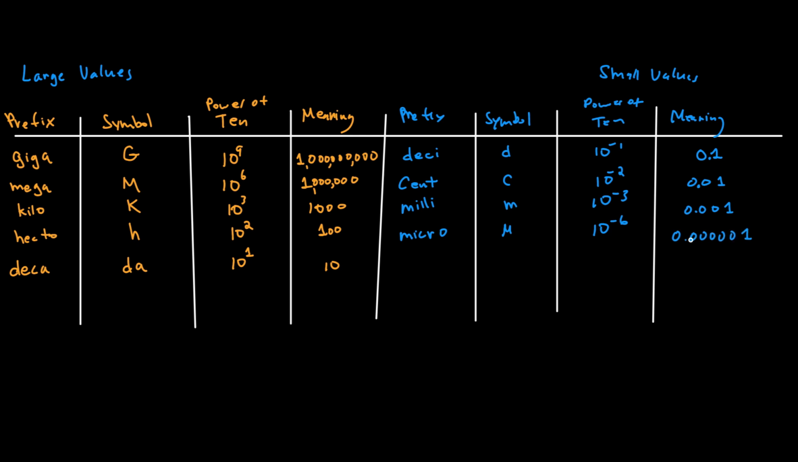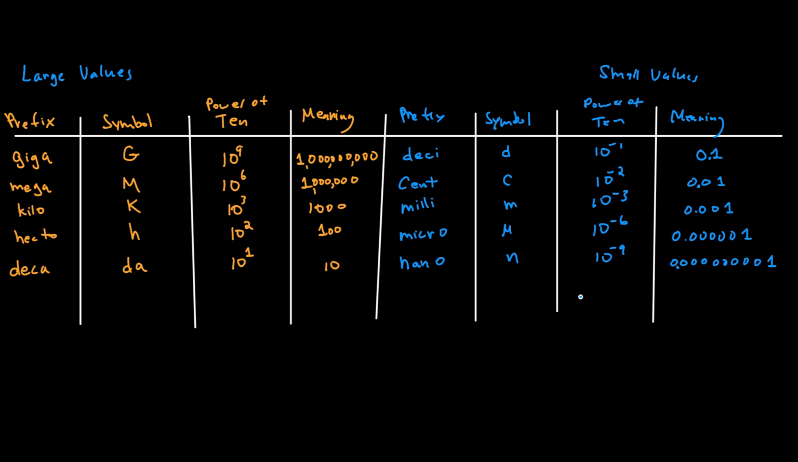Next we have nano, and the symbol is N, to the -9 power, and this means we will have 9 zeros: 1, 2, 3, 4, 5, 6, 7, 8, 9, and then the 1 and the point. That's the meaning.